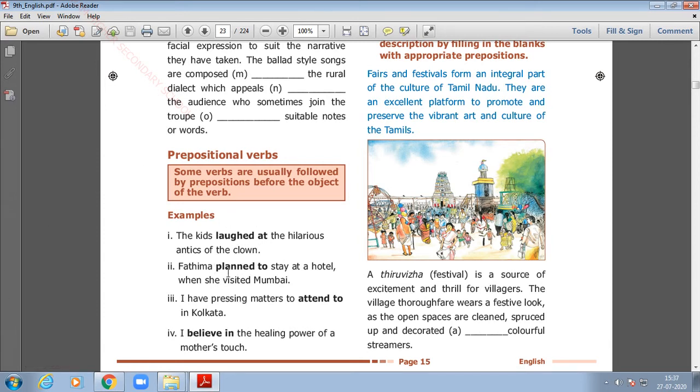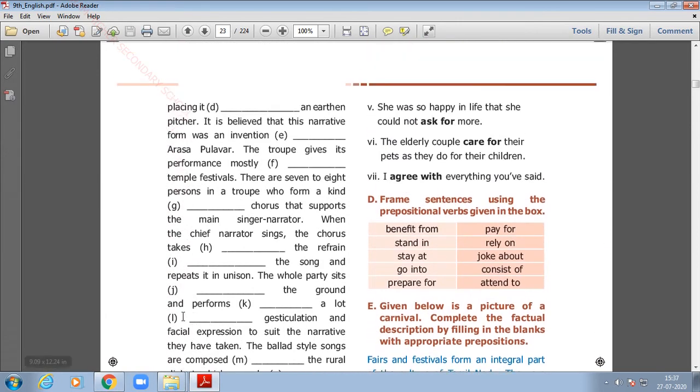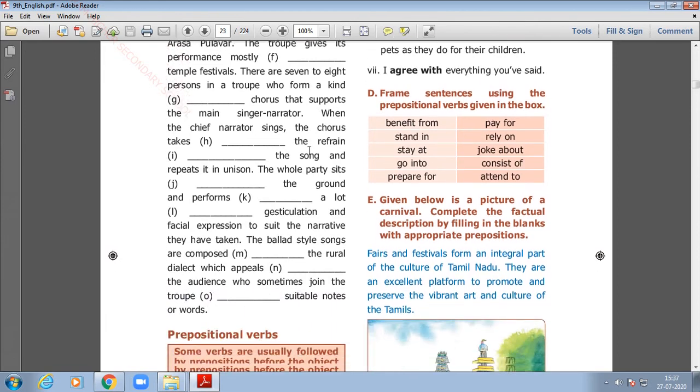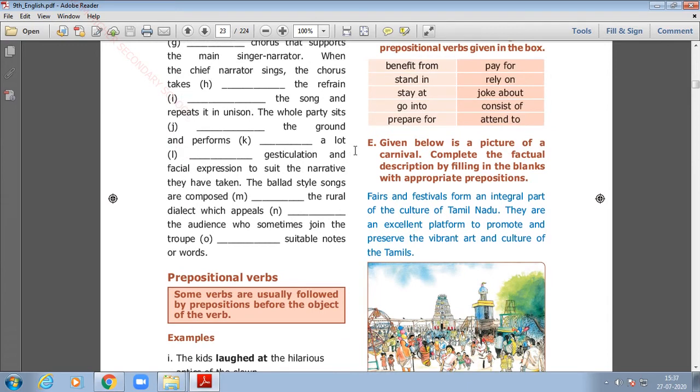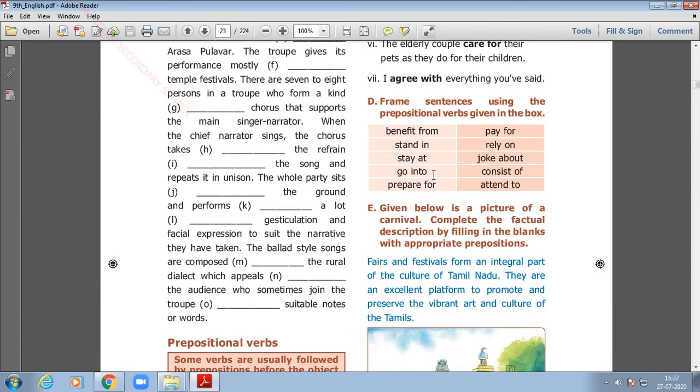Okay, and then planned to stay at a hotel, attend to, I believe in. Okay, yes, she was so happy in life that she could not ask for more. She's contented. The elderly couple care for their pets as they do for their children. Care for. Okay, and using the dictionary, you can collect some more words there and try to place these prepositional verbs in sentences of your own.